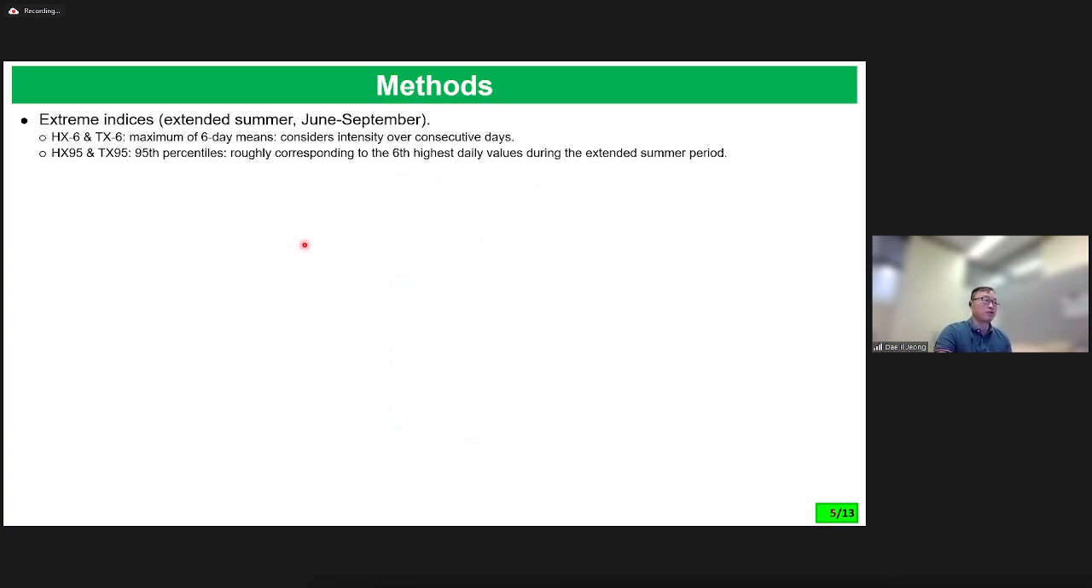We used 2 different extreme indices for the extended summer from June to September: HX6 and TX6, which are maxima of 6-day mean values, considering the intensity and 6 consecutive days. And HX95 and TX95 are the 95th percentile, roughly corresponding to the 6th highest daily value during the extended summer period. So we picked these extreme indices to represent the 2021 event well, as the duration of the heat wave was mostly more than 6 days in the western north part of America.